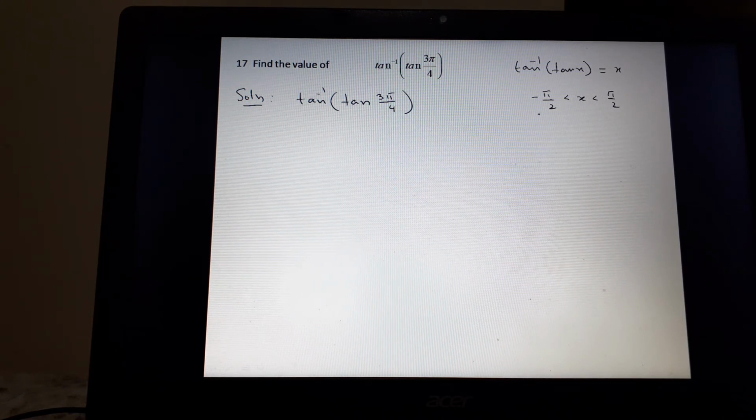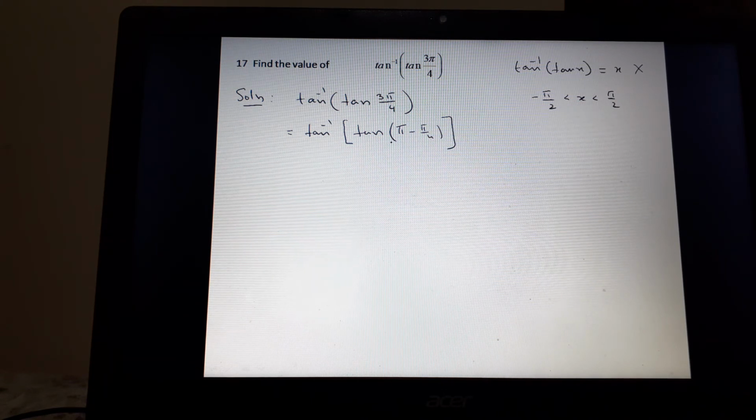This is not between the fourth quadrant and first quadrant. It is in the second quadrant. 3 pi by 4 is 135 degrees. 135 degrees lies in the second quadrant, whereas x should be either in the fourth quadrant or in the first quadrant. So we can't use this formula. This is wrong if you directly use it. So what you have to do is, tan inverse of, I have to write, this is tan of, see here, we can write 3 pi by 4 as pi minus pi by 4.